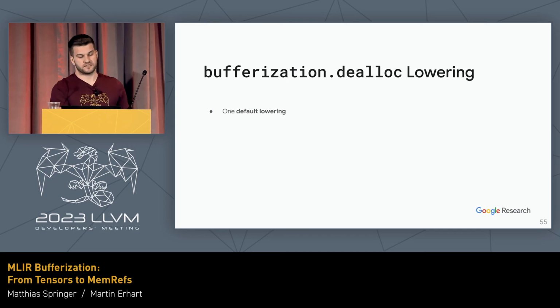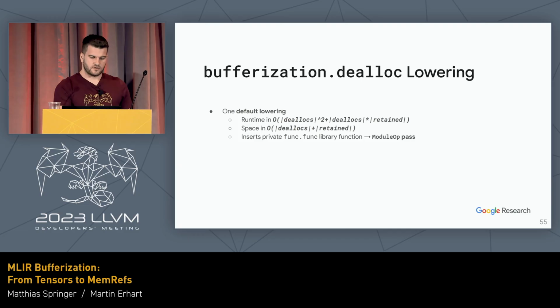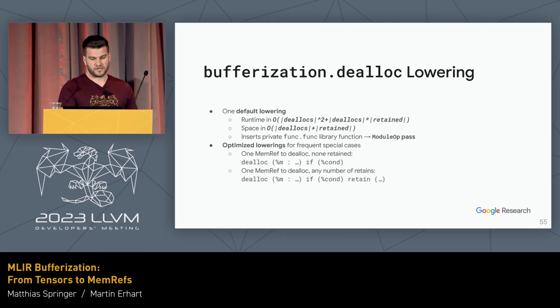The bufferization dealloc op also has this lowering pass afterwards. We have one default lowering, which has a runtime of the number of MemRefs to potentially deallocate squared plus the number of deallocs times the number of retained MemRefs, and a space requirement of the total number of operands. This lowering requires a library function to be inserted to avoid code size explosion, and thus has to be a module op pass. But we also have some optimized lowerings. One for the case where we have only one MemRef to dealloc and no retained operands, and one where we have only one MemRef to dealloc and an arbitrary number of retained ones. Here we don't need to insert the library function, and thus it can be a function pass. But if you make it a function pass and you actually need the library function, it would throw an error.